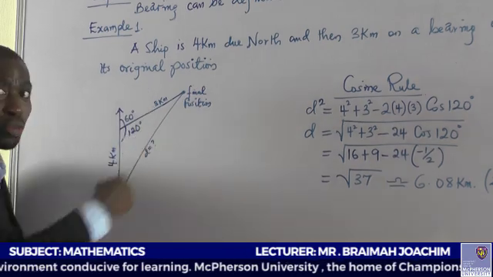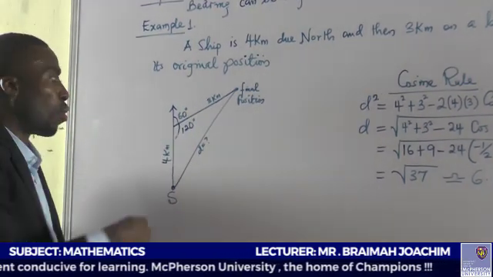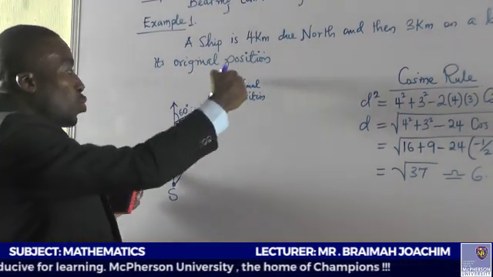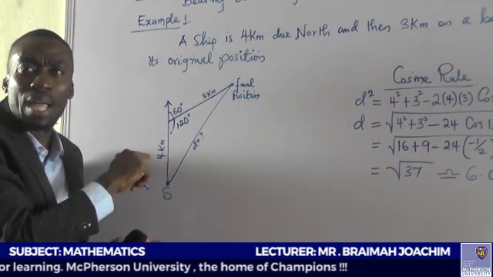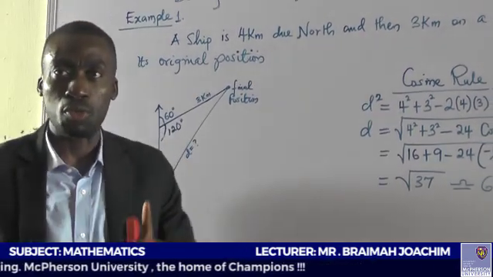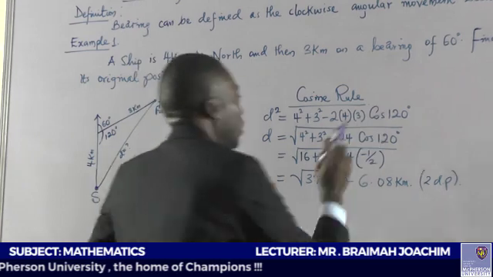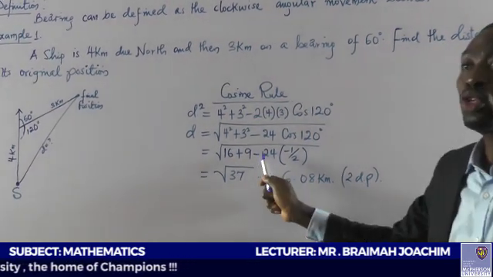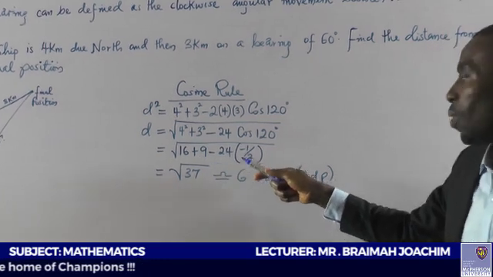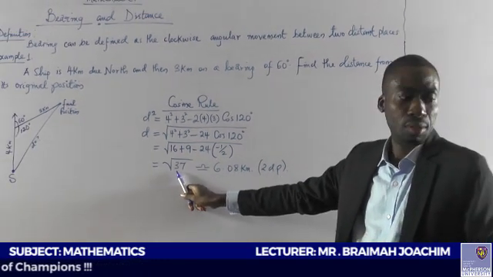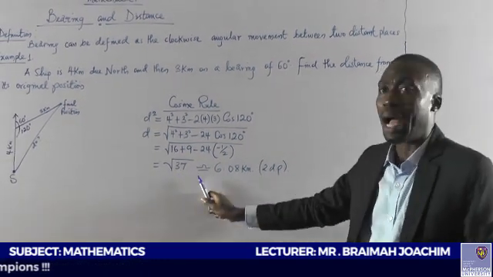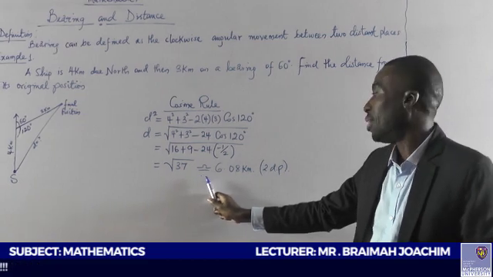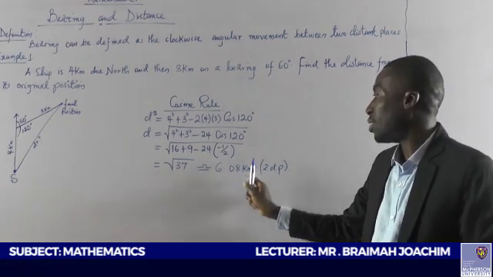You can see the formation of a triangle. From the question, a triangle is formed. So from this triangle, we have two sides and an included angle. Hence, we are making use of the cosine rule. So this is the distance, and the cos of 120 is minus half. When we do the arithmetic operation, we are going to have square root 37. The approximate value of square root 37 is 6.08 kilometers.